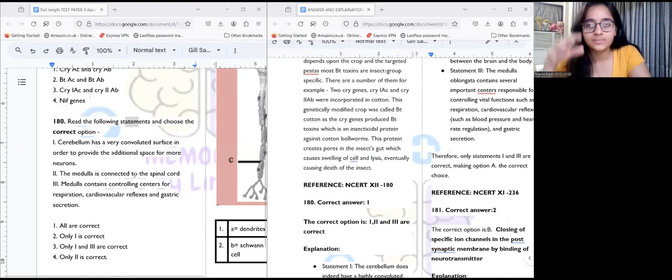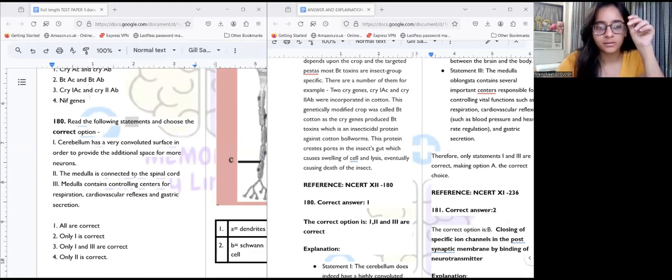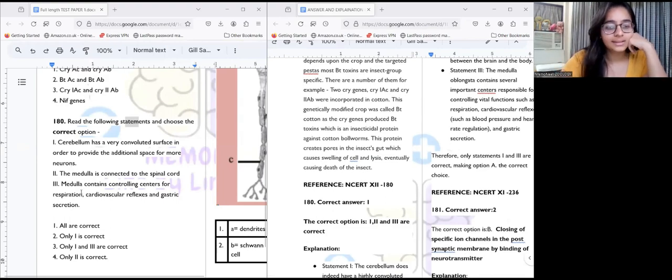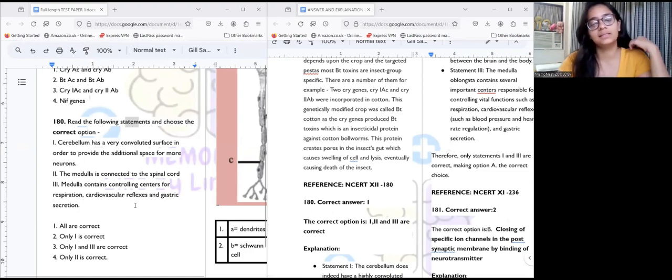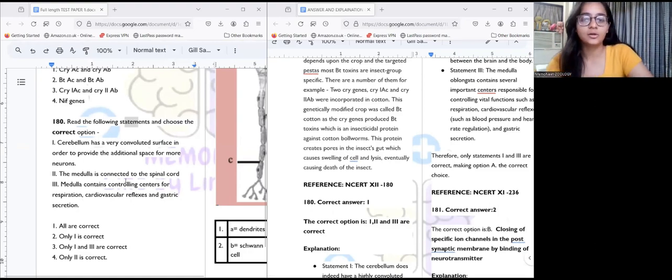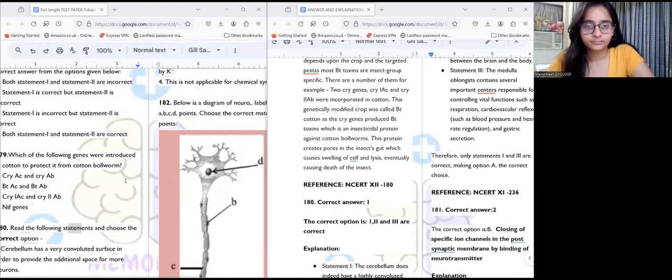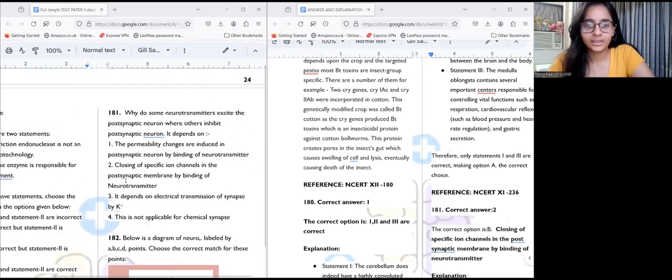The medulla is connected to the spinal cord. Okay, we have midbrain, pons, medulla. Medulla is connected to the spinal cord. Then we have medulla contains controlling centers for respiration, cardiovascular reflexes, and gastric secretion. Yes, all of these statements are true. Moving on to question number 181.